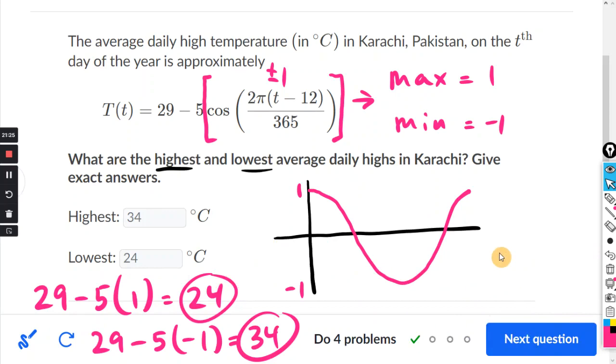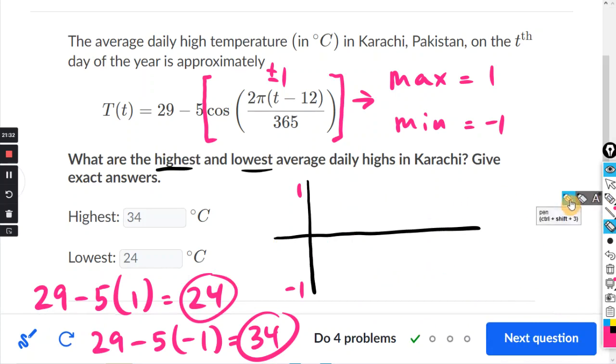So that one's one of the easier ones. And the same is true for the sine function. Okay, if this were a sine function, it would just be like this. And the maximum would be at 1, the minimum would be at -1. So you would still do the same thing if this were a sine function.